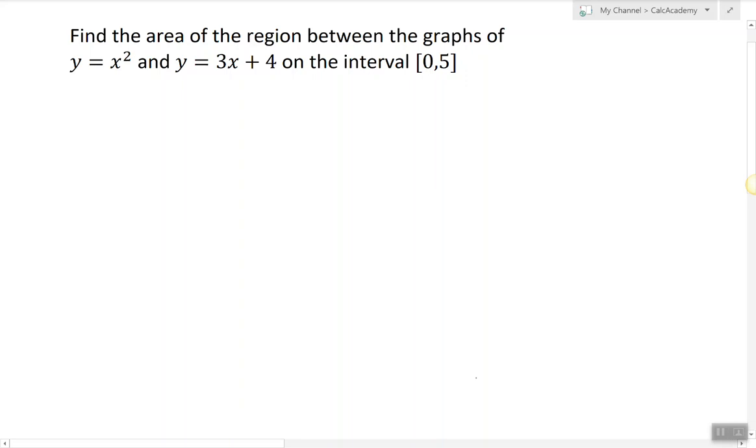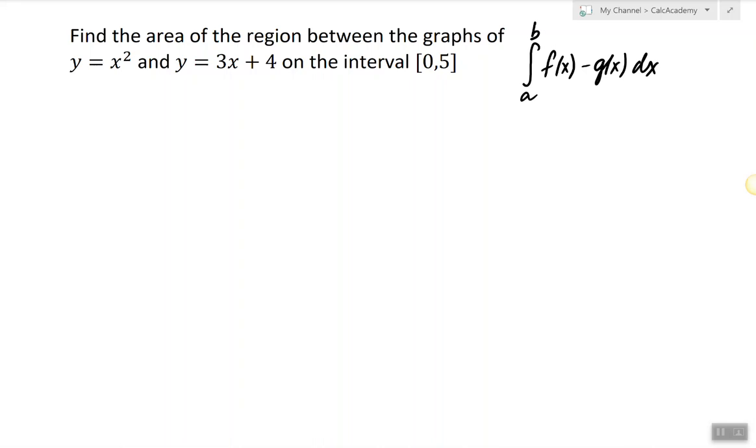In this video, I will show how to find the area of the region between the graphs of two given functions on the given interval. The formula that we would like to use is the following. It's the integral from a to b of f of x minus g of x dx. It only returns the area between the two graphs when f of x is above g of x on the entire interval from a to b.